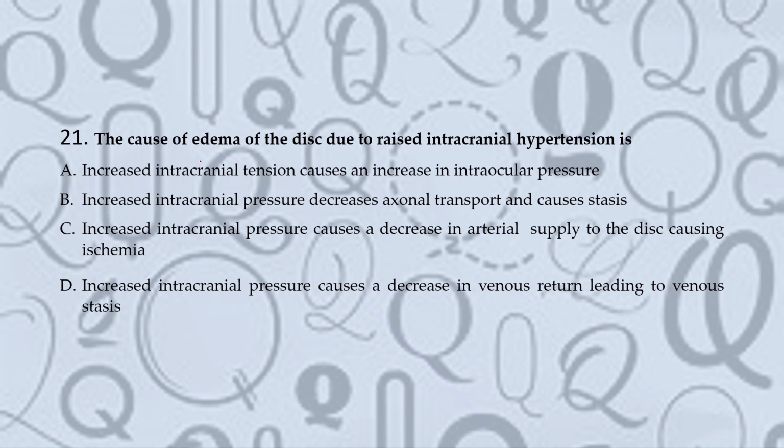Okay, we have discussed this as well. This is a revision here. The cause of edema of the disc due to raised intracranial pressure is: increased intracranial tension causes increased intraocular pressure. That doesn't make sense, so this is wrong. Increased intracranial pressure reduces the axonal transport and thus causes stasis. This is the right answer. Increased intracranial pressure causes a decrease in the arterial supply to the disc causing ischemia. This is wrong again. Increased intracranial pressure causes a decrease in the venous return leading to venous stasis. Again, this is wrong. So the right answer here is B. The disc edema in papilledema is due to axonal stasis.